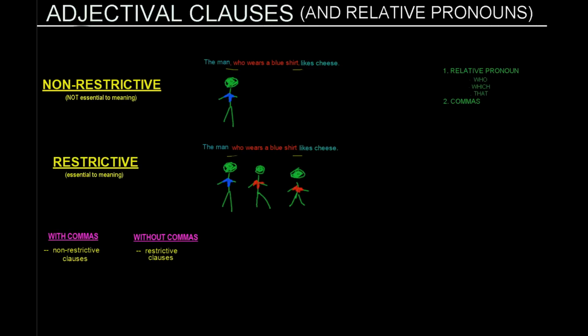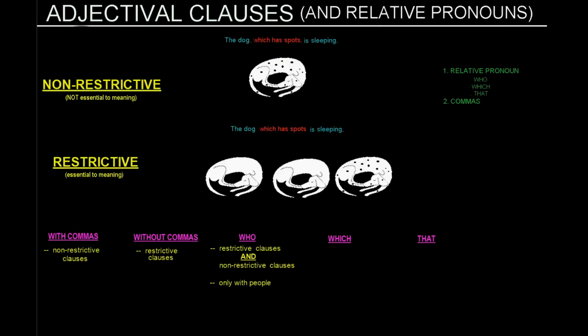Also, it's important to know that the word who, the relative pronoun who, can be used in either non-restrictive or restrictive clauses. And also, who is only used with people. If I'm talking about my table, I'm not going to say my table who has 4 legs. That just sounds strange. Who only works with humans. So let's move on to two other relative pronouns, which and that.